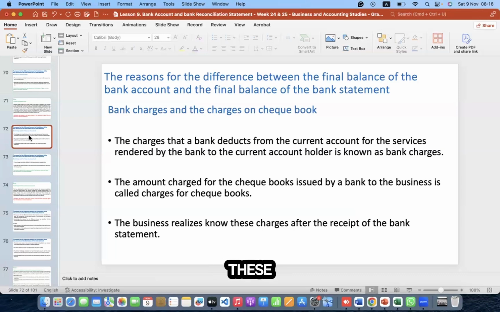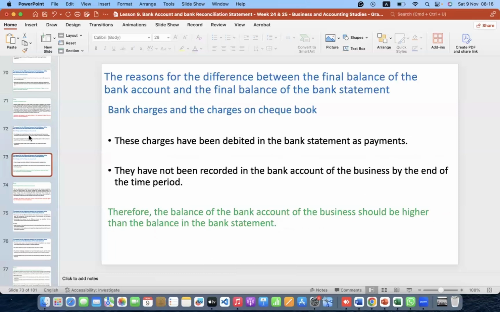So these things also you will realize only after you receive the bank statement. The charges have been debited in the bank statement as a payment. So obviously the bank account balance is going down, and once you receive it, it's recorded as a payment. They have not been recorded in the bank account of the business at the end of the time period. So you don't know. How do you know about the charges? I mean, how much charges, what are the services you have taken and the charges and all that.